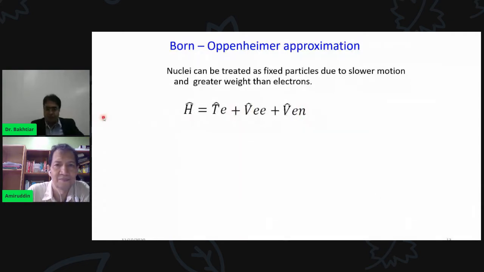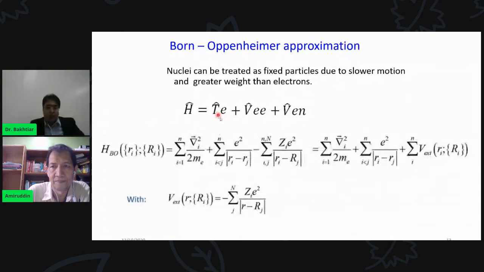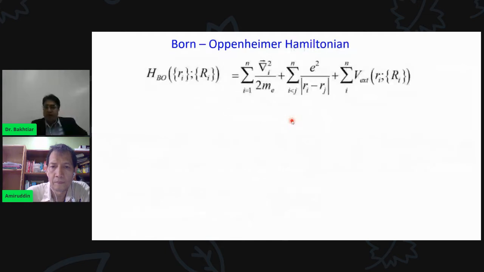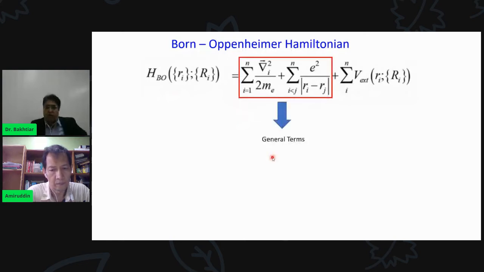In this Hamiltonian, the first term is the kinetic energy operator for the electrons. The second term is the potential energy operator, or the interactions between electrons and other electrons. And then we have the term which is the external potential, developed by the ions. So we have this form of the Born-Oppenheimer Hamiltonian. In this Hamiltonian, the first two terms are the general terms.